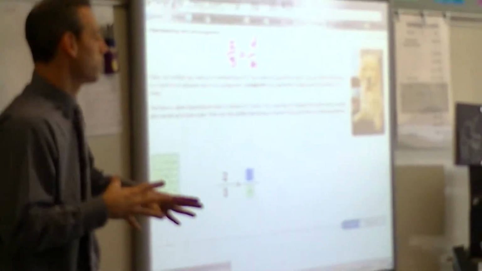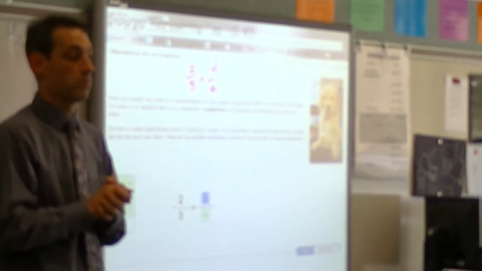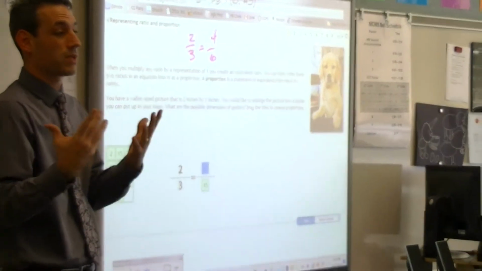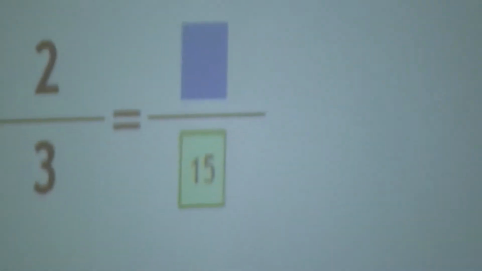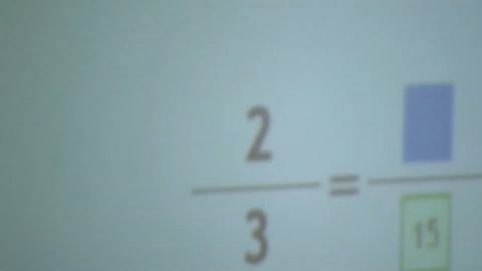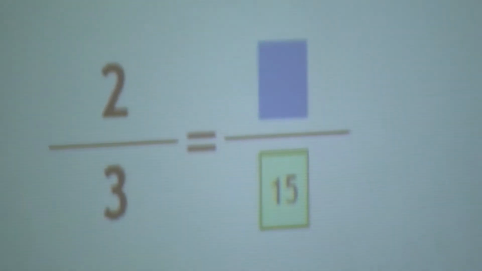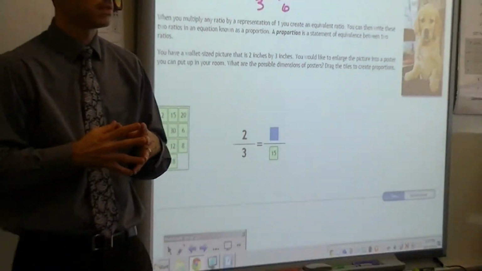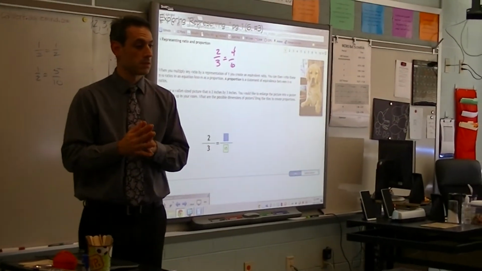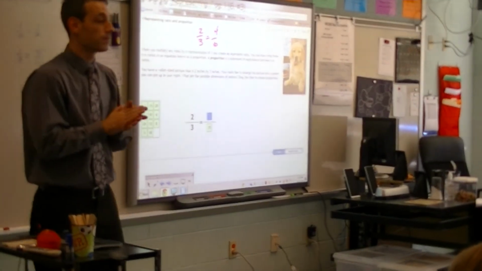What would the scale factor be for this ratio? Even though we only have one number, the scale factor's got to be the same, Riley? It would be 5. So if our scale factor is 5, what would the new missing piece of this second ratio be? No? Amanda? 10. It would be 10. 2 to 3 is equivalent to 10 to 15. Does that make sense? Questions? On anything we've done? Yes, Jordan?